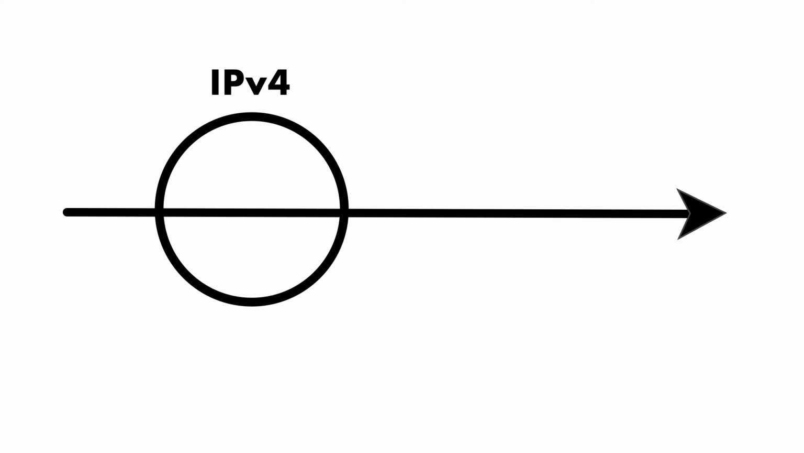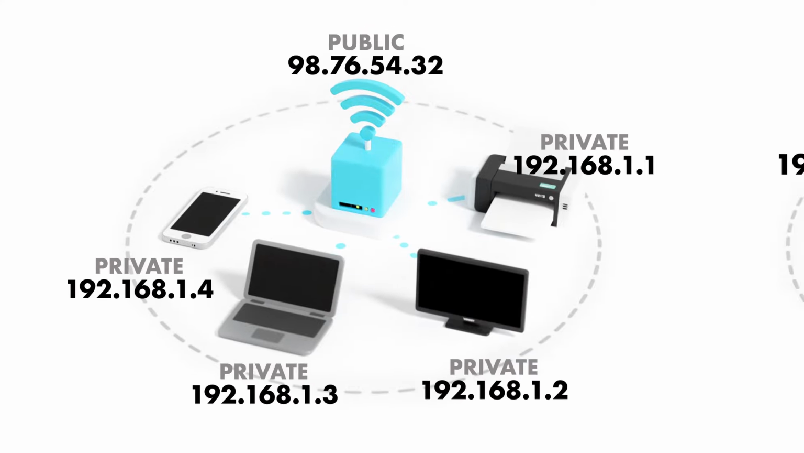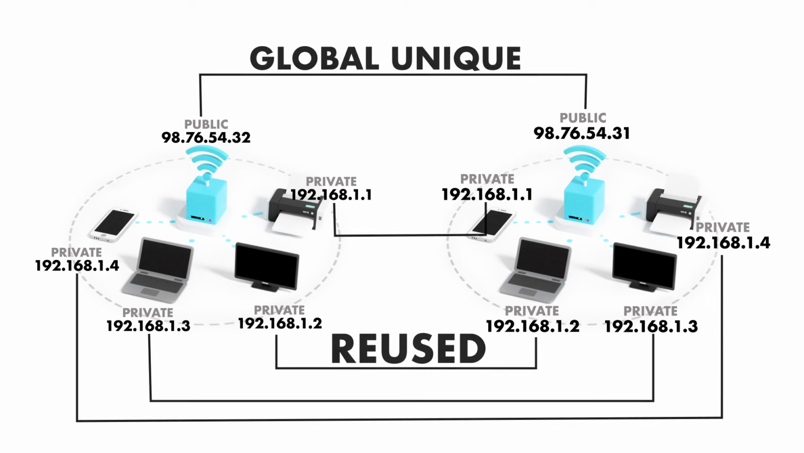The earliest workaround was to divide IPv4 addresses into public and private types. In local networks, lots of devices with private IPs can share one public IP, and those private IPs can be reused in other networks too.